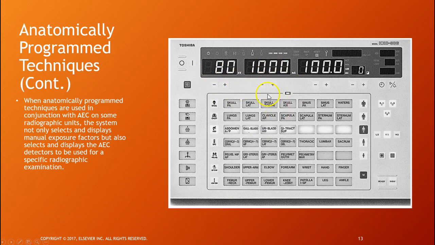You could manipulate your mA station. Notice this is a 1000 mA station, and it's being taken at 100 milliseconds. Okay, so you can manipulate all these things. You can manipulate which detector or cell in your AEC that you're going to use right here. Okay, this is your small focal spot versus your large focal spot. Okay, this is your table Bucky. So things like that. This is called an anatomically programmed technique. And this is part of an AEC system.